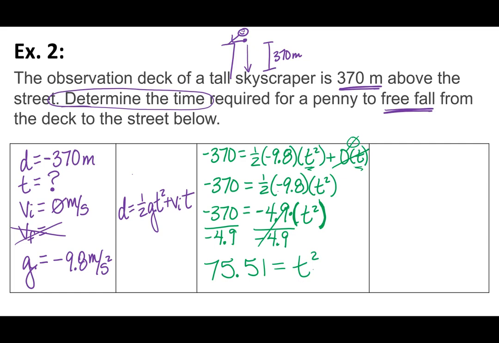Well, if we need to get t by itself, we need to do the opposite of squaring. The opposite of square is the square root. And so we get t equals 8.69. And so our final answer will be 8.69 seconds, because time will be in seconds.